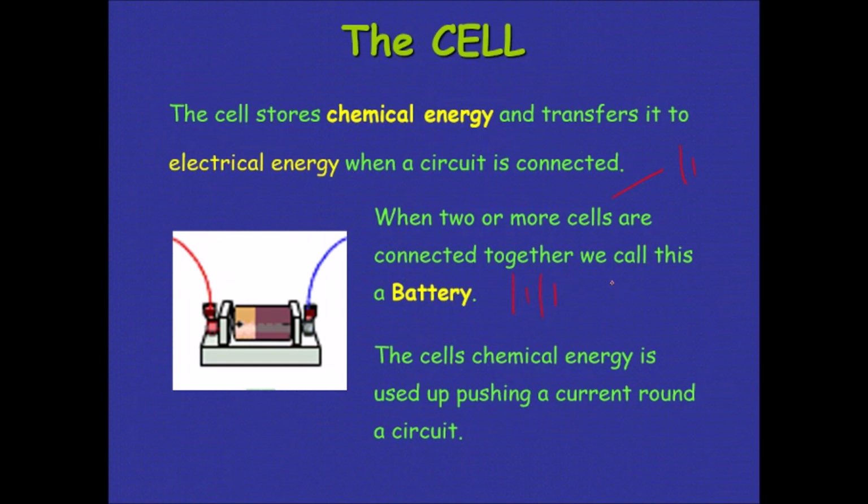And you could add more if you wanted to, but for time constraints, I'd probably just recommend doing four lines, two large ones and two small ones. So the cell's chemical energy is used by pushing a current. So the current is the flow of electricity around a circuit.